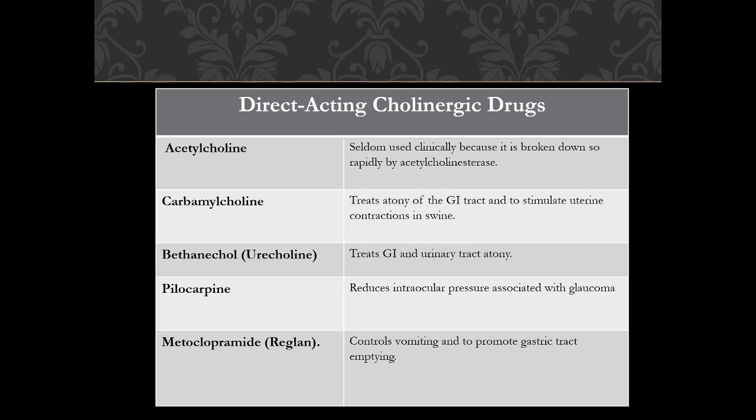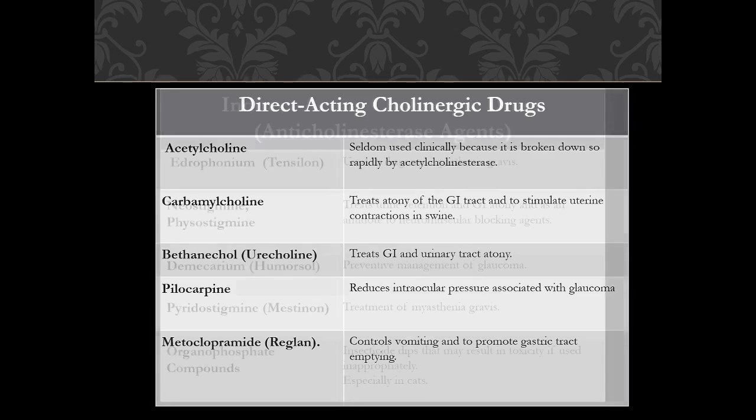Pilocarpine is something used in the eye for intraocular pressure associated with glaucoma. And metoclopramide we're going to see a number of times as we learn about different drugs. In this case, we are classifying it as a cholinergic drug. It stimulates gastric tract emptying in the upper GI tract. So it helps to control vomiting and to get things moving in the upper GI tract as a direct acting cholinergic drug.